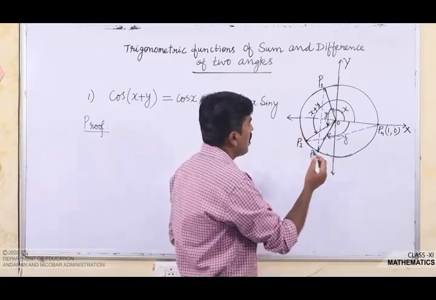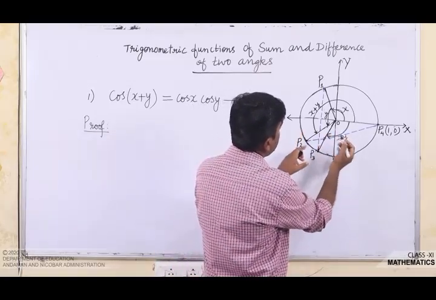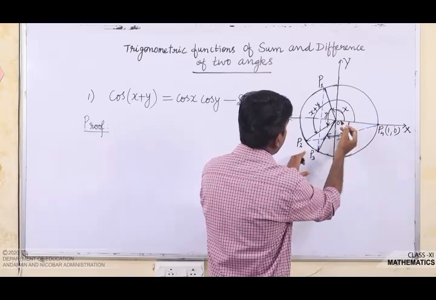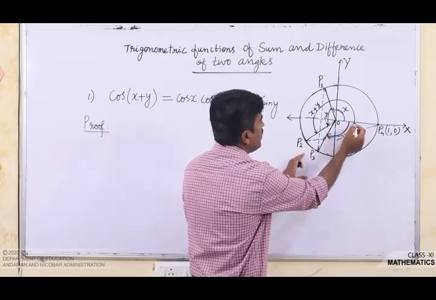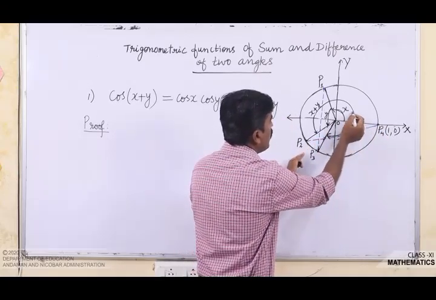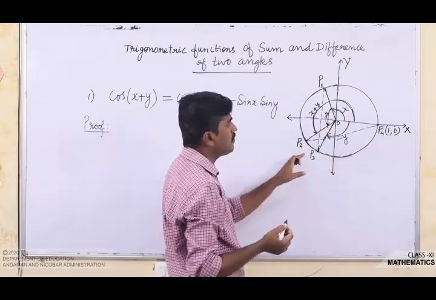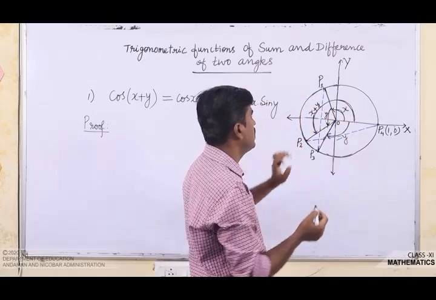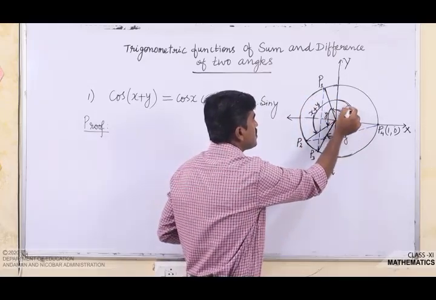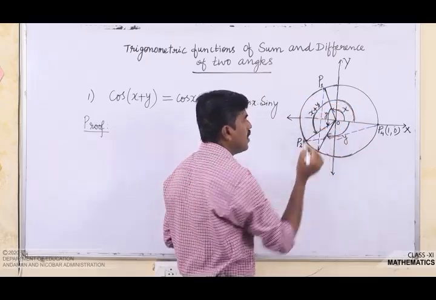Okay. Now what is the angle P4OP2? P4OP2 is this angle. So it is the sum of the angles x and y. So this angle is taken as x plus y.